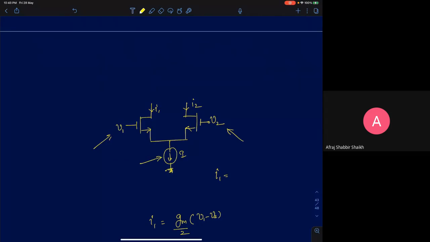Because I is an open circuit as far as small signal is concerned, I1 plus I2 will be equal to 0, because I is a DC current here. As far as small signal is concerned, I1 plus I2 is 0. So what can you say about I1 and I2? I1 and I2 will be negatives of each other. I1 will be equal to minus I2.